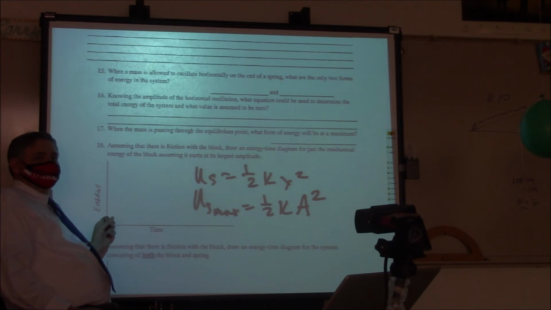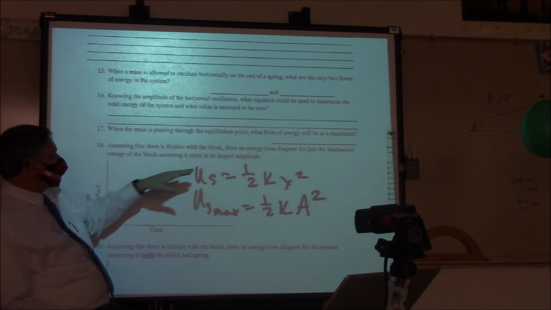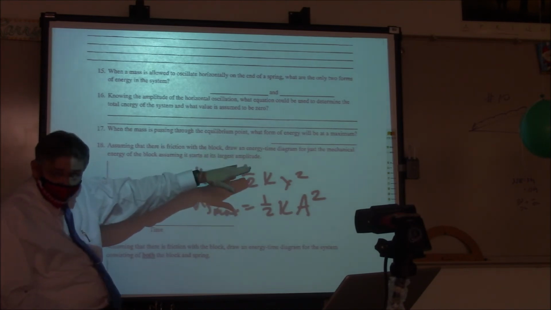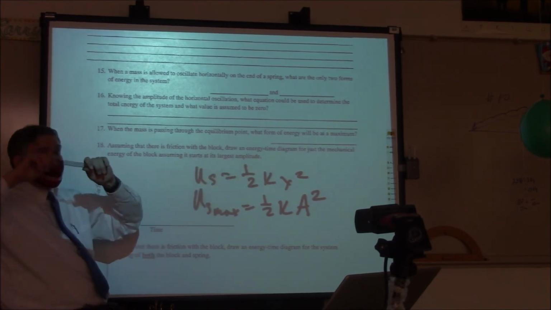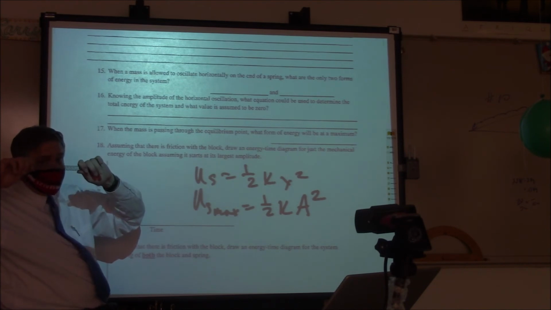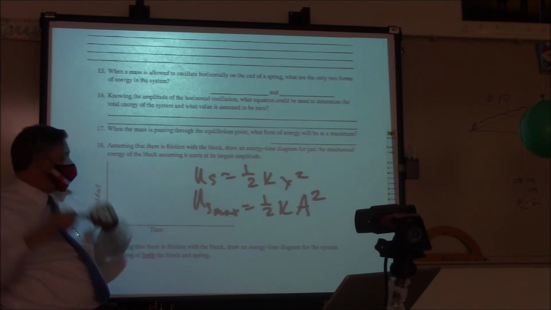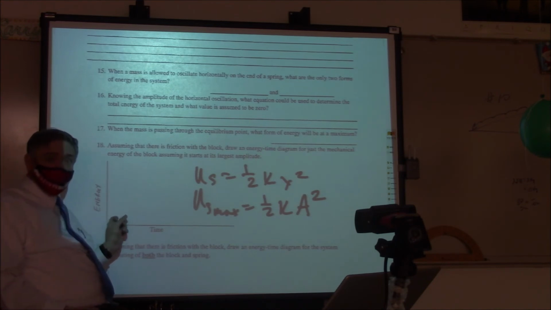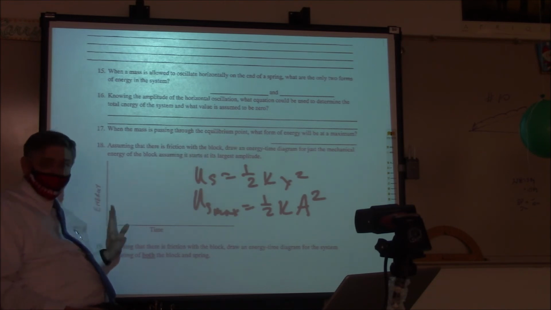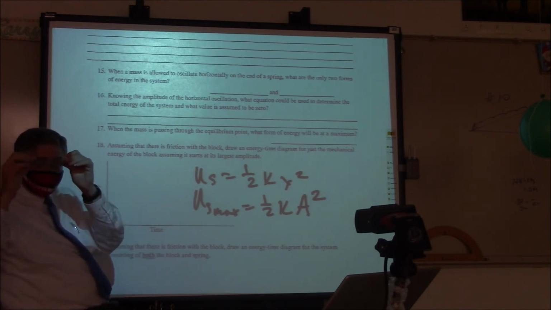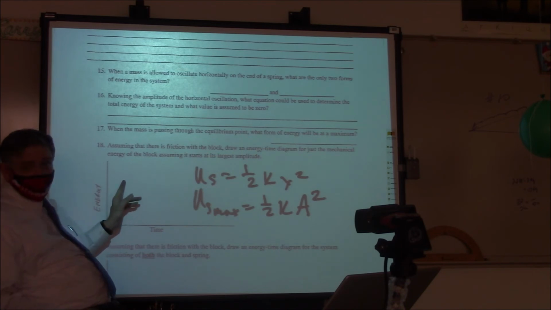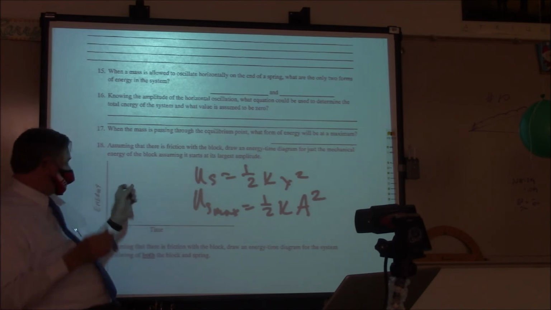Top or bottom? Bottom. Because here's the deal. I want kinetic energy, but I'm going to start at its largest amplitude. So I'm going to start way out here. Have that visual. So I'm not going to have any kinetic energy. And mechanical means kinetic energy at this point. So this is going to start at 0. And then what's it going to do? This thing is going to start to move. So my energy is going to go up, and then it's going to drop back down.